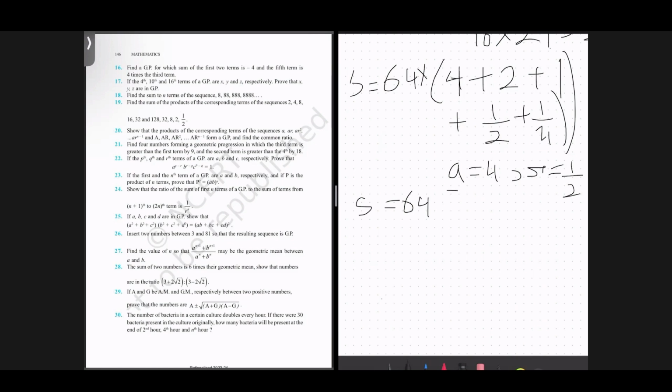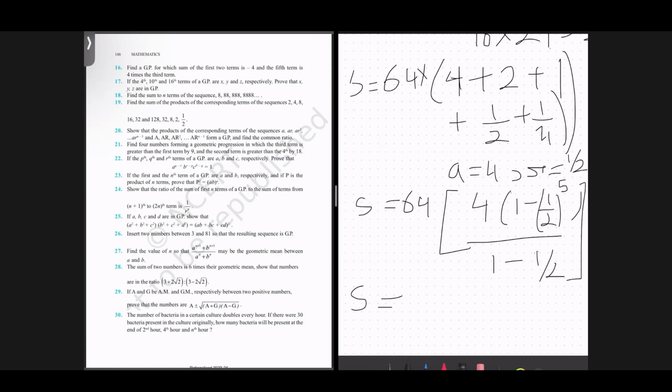So S is going to be 64. In the brackets, you now have the first term A. In the numerator, you have 1 minus the common ratio, which is half, raised to the power the number of terms in the sequence, and that is going to be 5. In the denominator, you have 1 minus, in the brackets, half, right? So that is going to be your sequence sum, right?